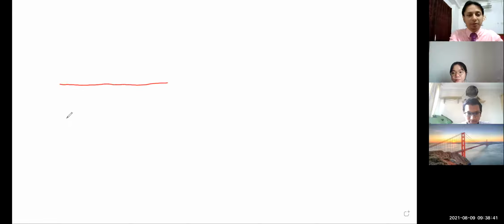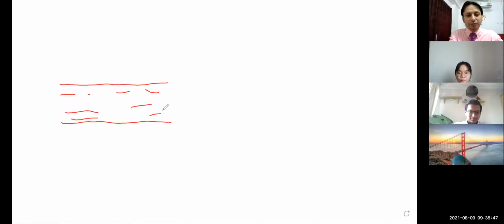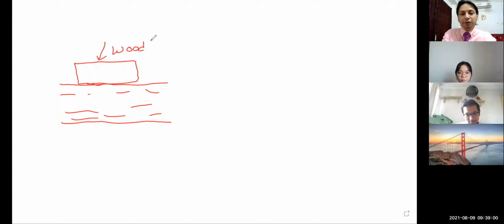In this diagram, suppose this is a river, and the water is flowing. If I place a piece of wood, or maybe a log, this is a wooden piece, then we know that this object floats on the surface of the water.